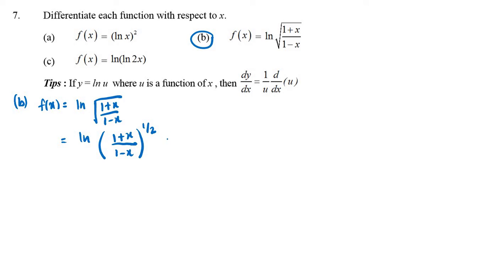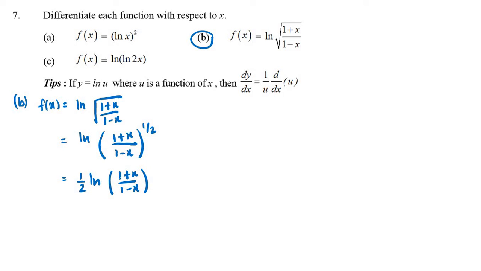Okay, and after we change to power 1 over 2 over here, by properties of log, we can take this power in front. So that will be 1 over 2 ln of (1 plus x over 1 minus x). Okay, we can have it in this form.